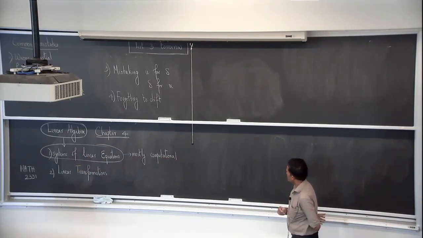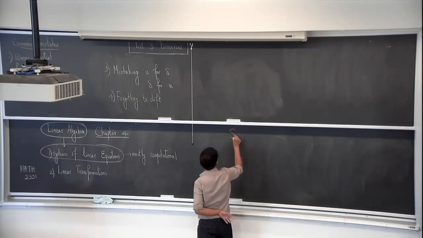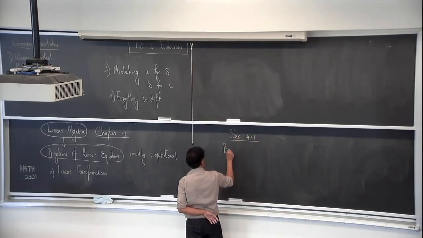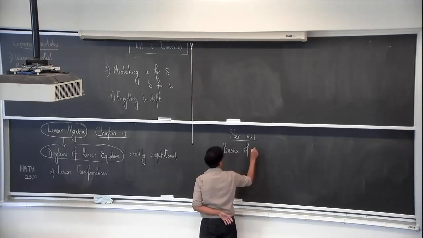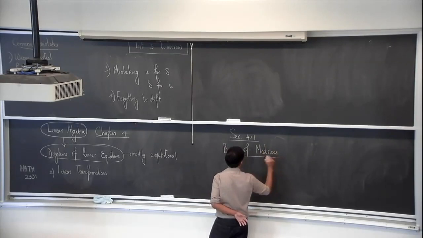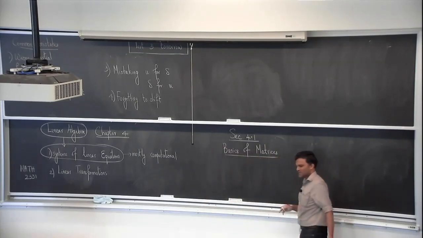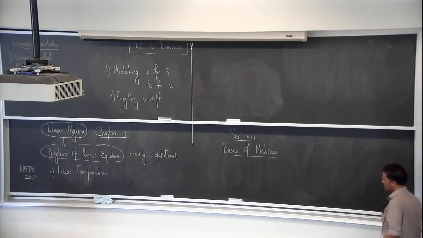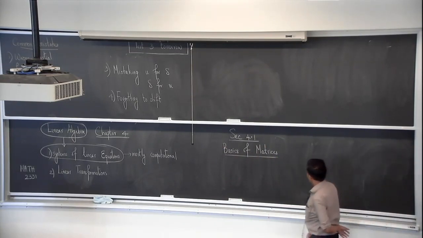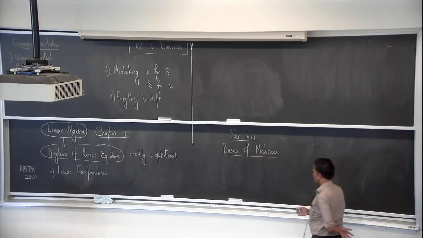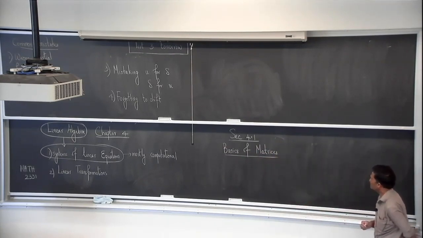So section 4.1 is about the basics of matrices. A lot of people think that linear algebra is a study of matrices. It's not. A matrix is just one of the tools that is used, but that is just a part of it. So I don't want you to think that this is what linear algebra is about, but we'll be mostly living with matrices for the next couple of weeks.